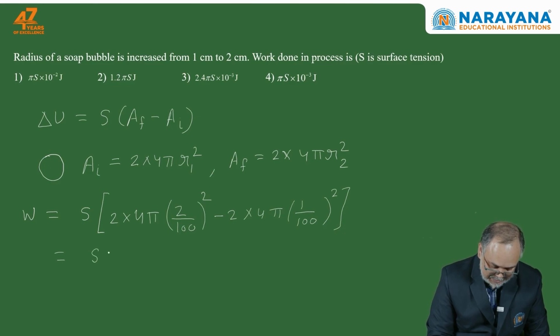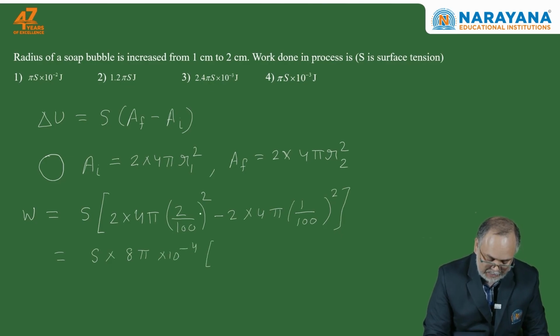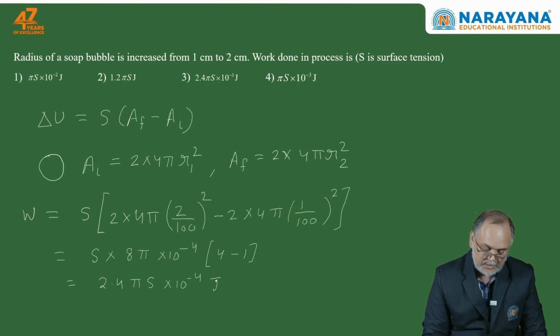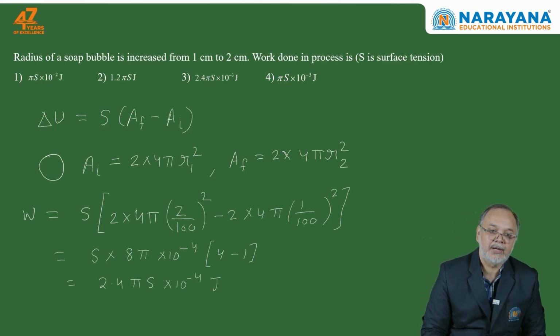Now in this, 4 pi into 2 upon 10 to the power 4 will be common. So you can write S into 8 pi into 10 to the power minus 4. In bracket, you will get what? That is 2 square, 4, minus 1 square, that is 1. So that is 3. So this will be equal to, you can write 2.4 into pi into S into 10 to the power minus 4 joules. So this is the answer of this problem. As you can see, that is option 3.